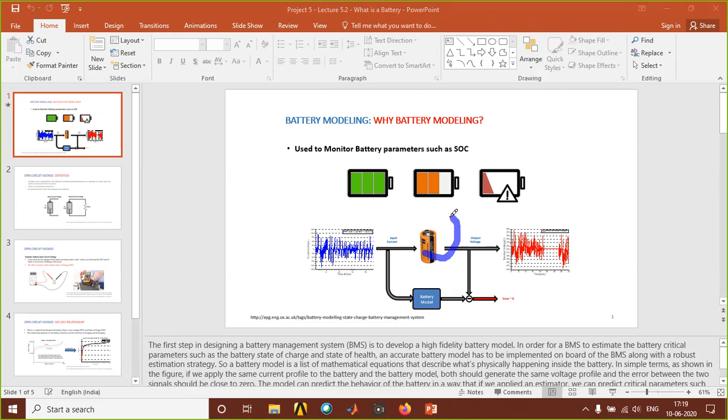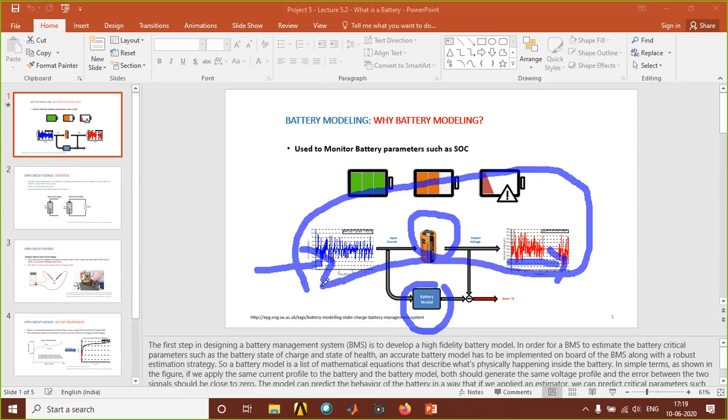So we have an exact battery, and we are going to create a battery model. You are going to give current and measure the voltage variation in your battery. In order to do this practical thing, you are going to create a mathematical model of your battery. So this is the content for our first project.